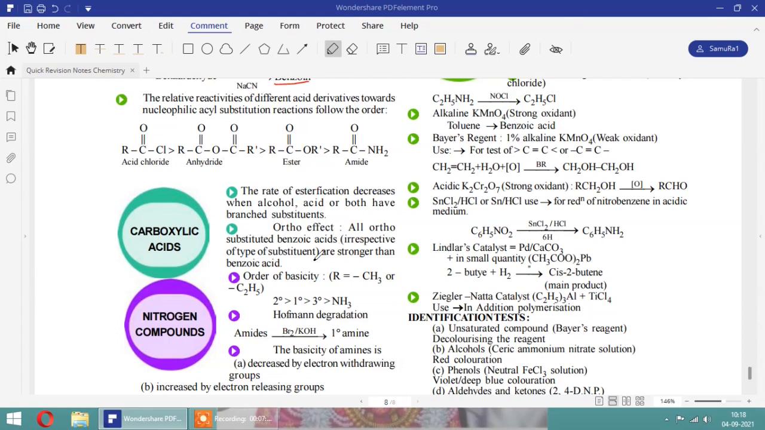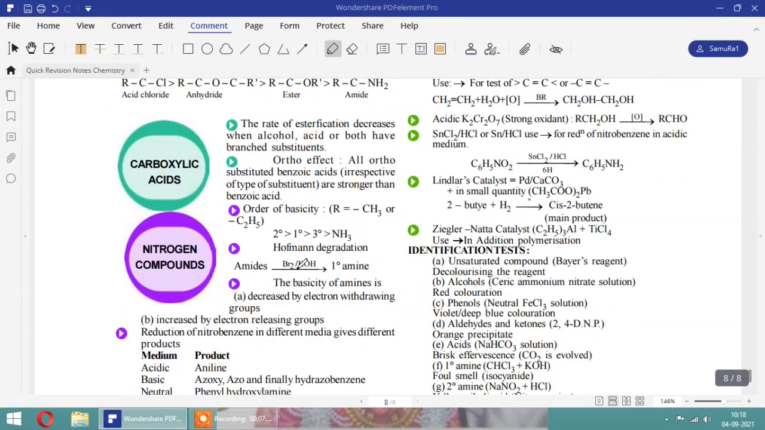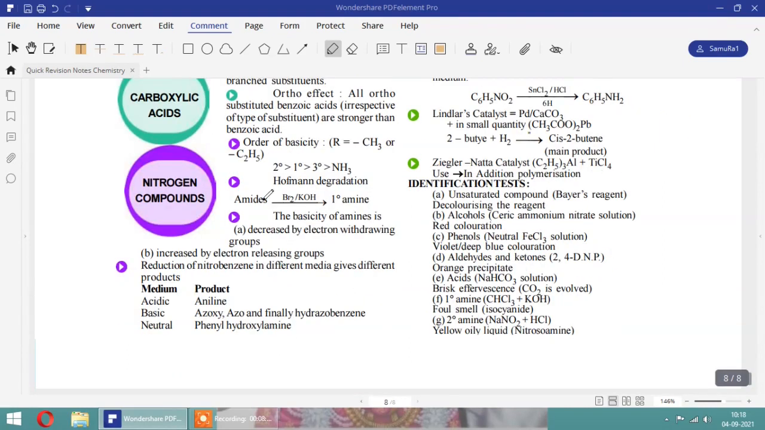Order of basicity in nitrogen compounds: secondary greater than primary, greater than tertiary, greater than NH3. Hoffmann degradation: amides in presence of bromine water give primary amine. The basicity of amines is decreased by electron withdrawing groups and increased by electron releasing groups. Remember this one.